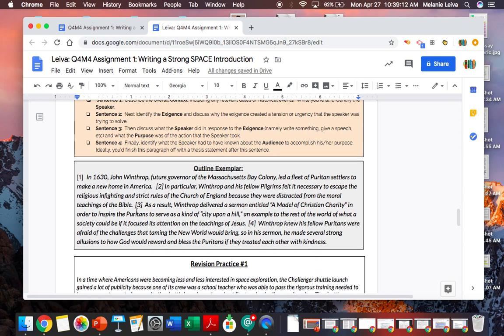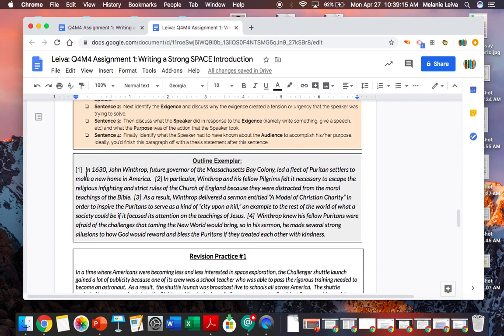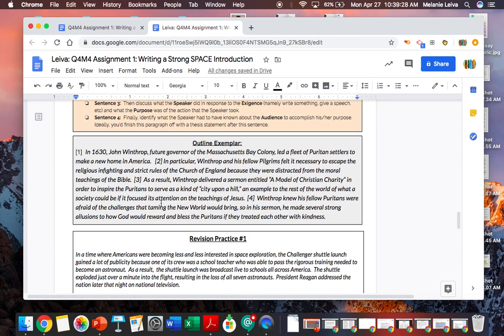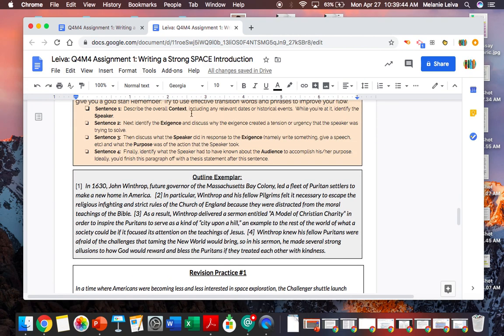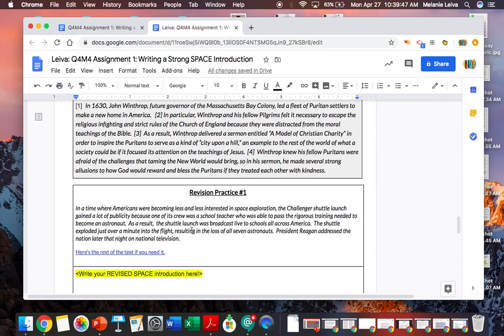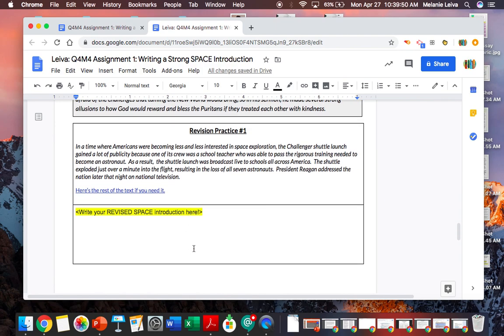So I gave a fake outline exemplar of a different rhetorical analysis essay. This is for a different rhetorical analysis that you're not looking at, but I don't want us to think about the content so much as how they use those 4 sentences. So if you want to read through that, when you look at the revision practice 1, I added a link to the text if you want to look at it. But what I want you to do is try to put their revision, their introductory essay, this is a student introduction, into those 4 sentences. Okay? So you are rewriting this into those 4 sentences here.